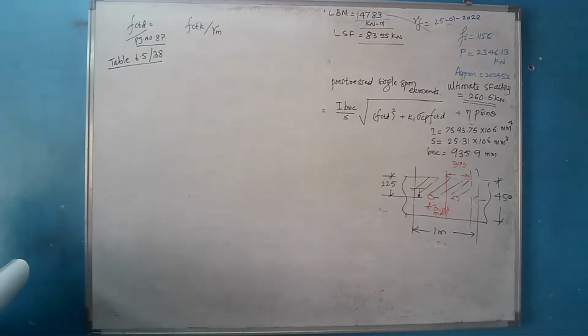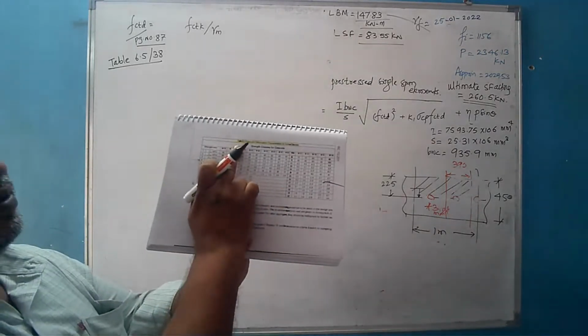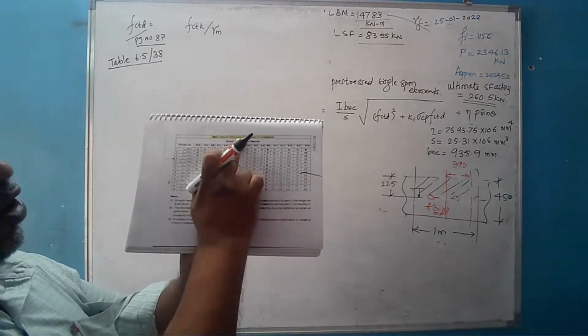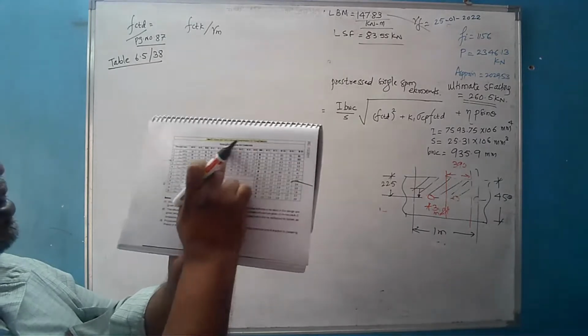What is the title of the table on page number 38? It is table 6.5. Here it is, table 6.5: Stresses and deformation characteristics for normal concrete.